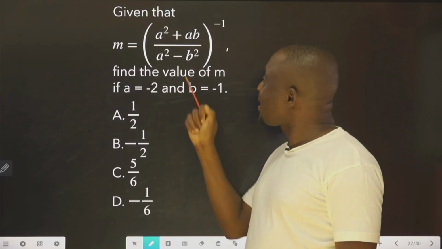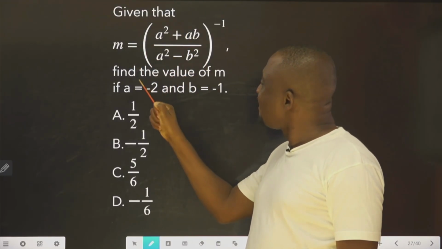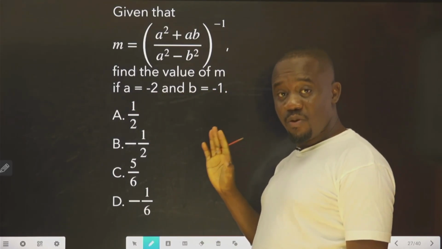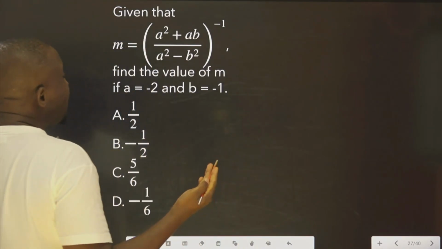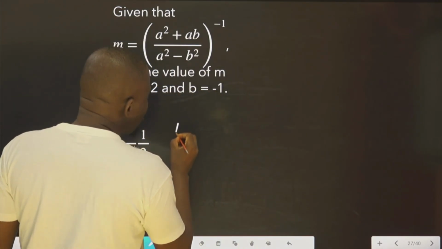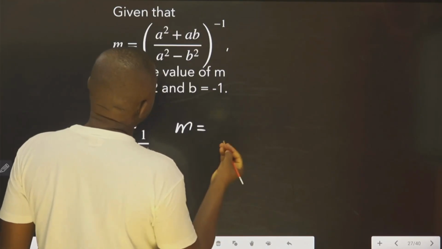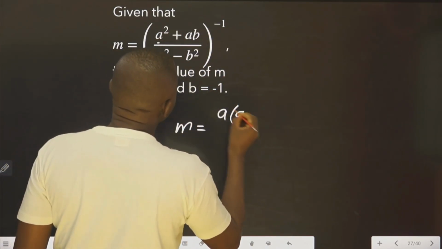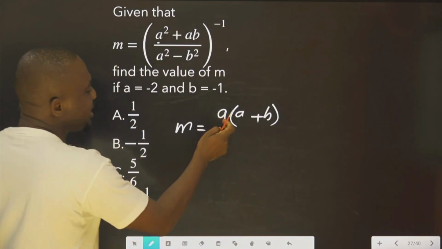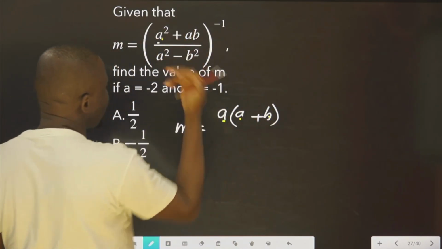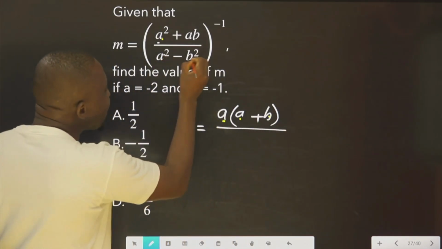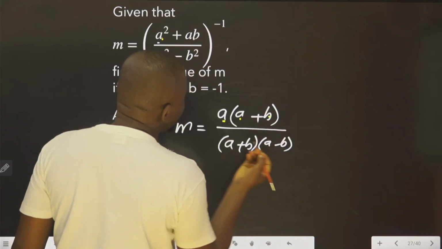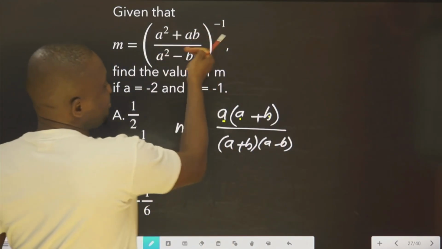Let's look at this. It says, given that m is equal to this, find the value of m if a is equal to this and b is equal to this. All we simply need to do is just to substitute. But before we substitute, to make the journey easy, you should know your mathematics that what is common here is a. We bring it out. a is remaining here. b is remaining. This times this will still give us this. All over, this simply means a plus b, a minus b. You should remember this. That is the meaning of this.